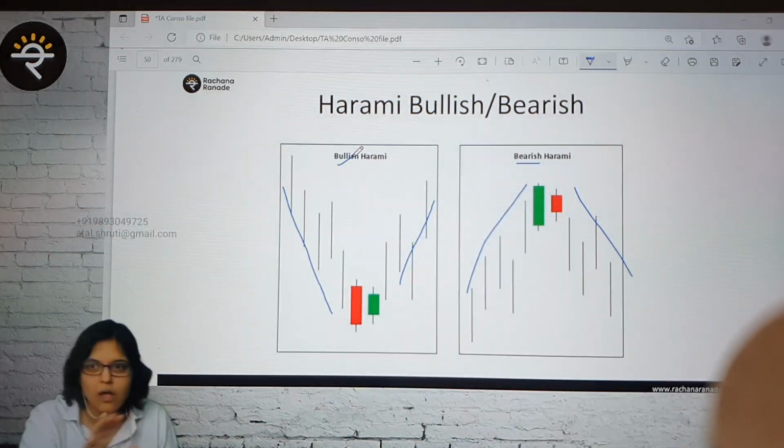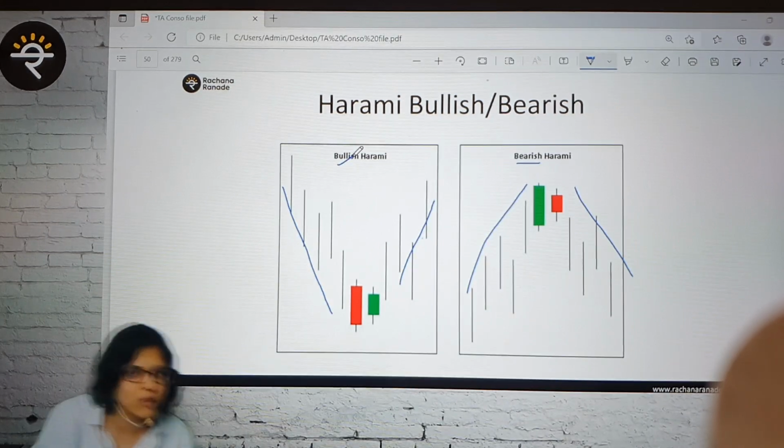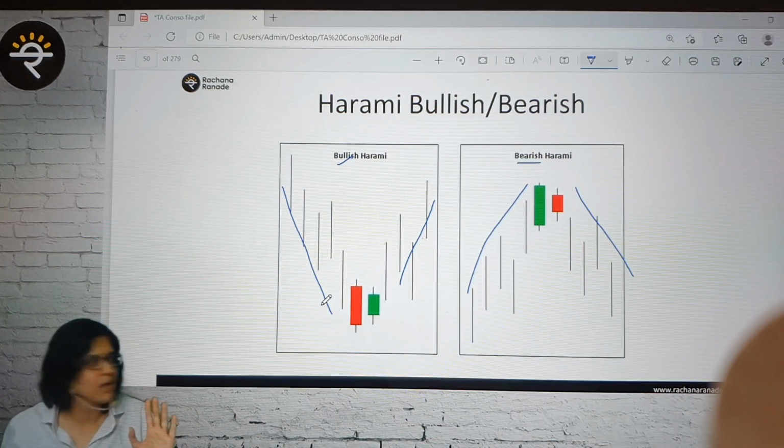Can you call this engulfing? The engulfing candle has to be the second candle.